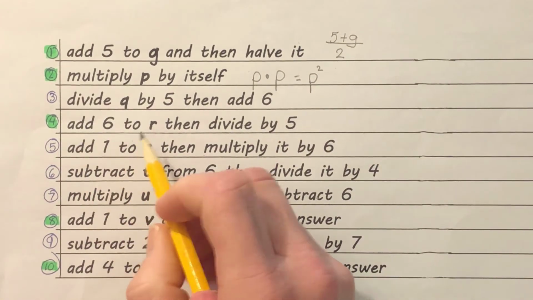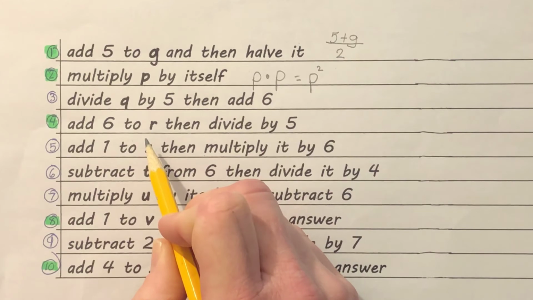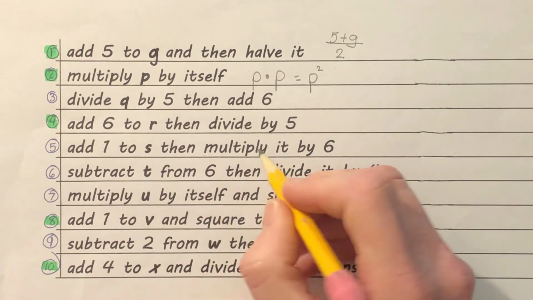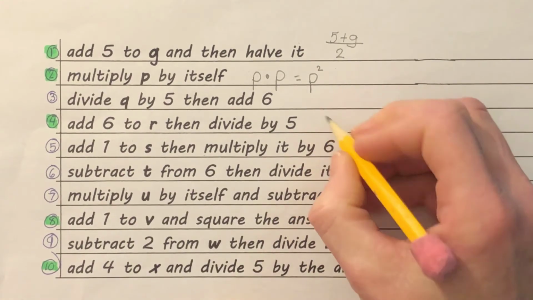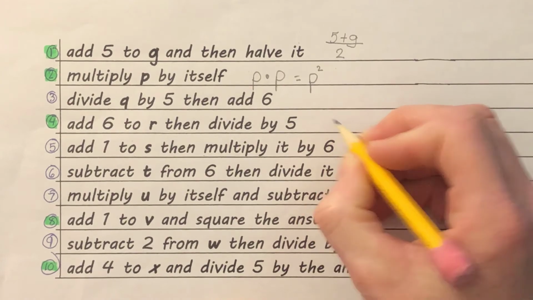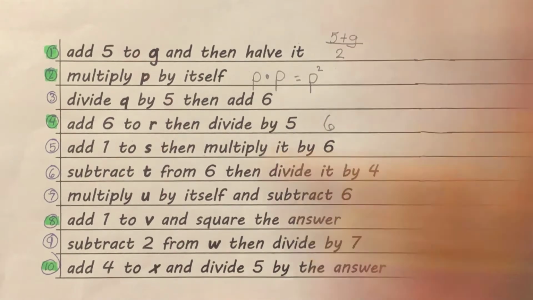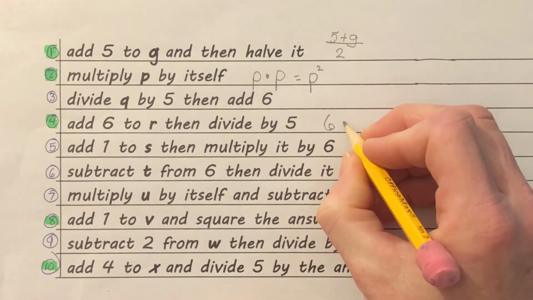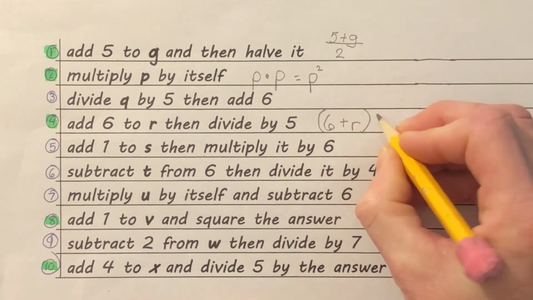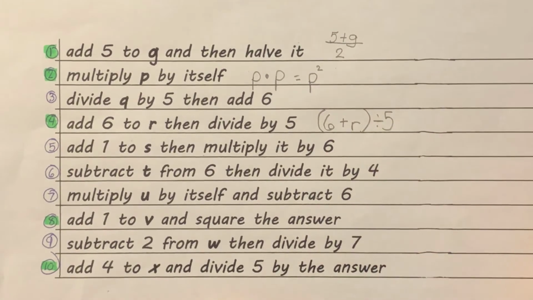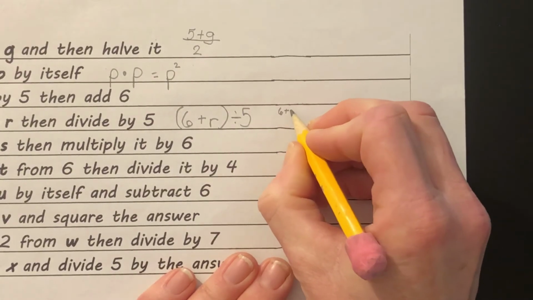Number 4, add 6 to R and then divide by 5. So since we're adding first, but according to order of operations, division is supposed to go first, we'll need to put this in parentheses. Add 6 to R. We could do 6 plus R or R plus 6. It doesn't matter because order doesn't matter. Then divide by 5. You could do it that way, or you could do it like this. This is the preferred way right here.